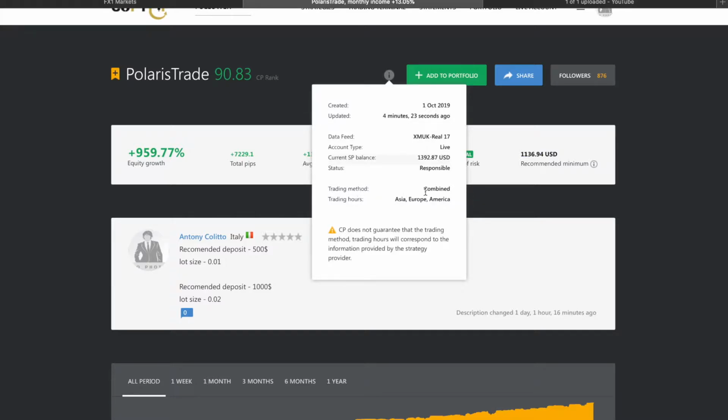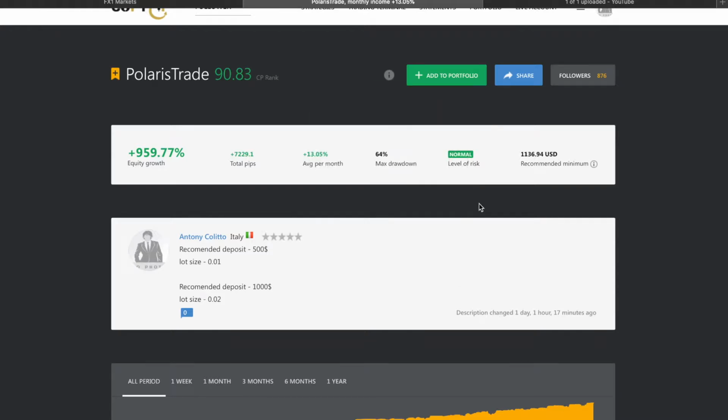So it's combined, which means auto and manual trading. It's both working. Asia, Europe, America are the time zones in which this trader is trading. Equity growth is almost 1,000%. It means if you give, let's say, $1, your $1 is going to be $9.50. Or if you give 1,000, you basically are going to have 9,000, almost $600.